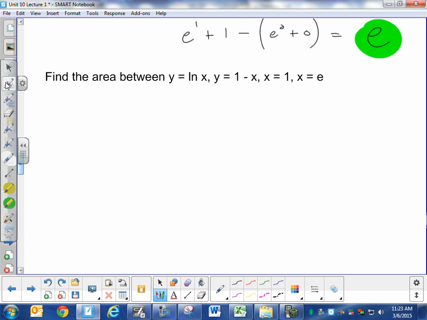Okay. If we change this up, let's find the area between y equals 1 over x, x equals 1, x equals e, and y equals 4.